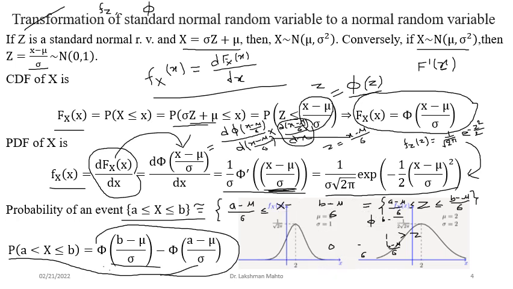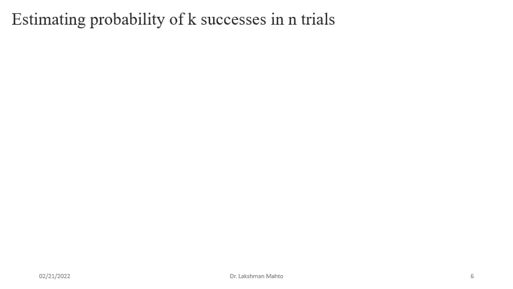With respect to normal, easily you can see all those. Here other things we will discuss. It is very much essential to estimate the probability with respect to any random variable. So here we are taking a few examples. Our plan is to estimate the probability of k successes in n trials. You had already seen that there are k successes in n number of trials.